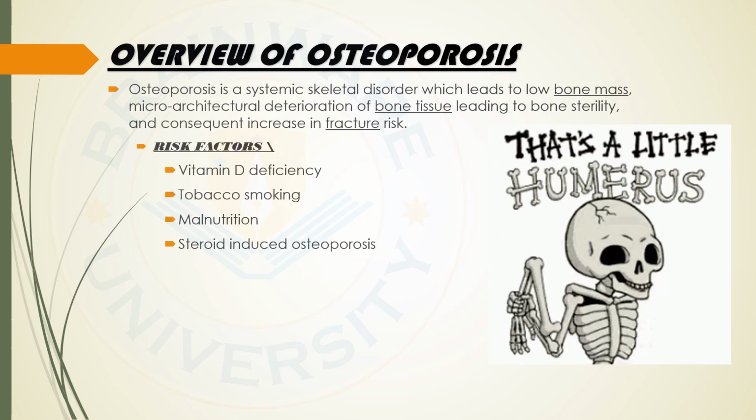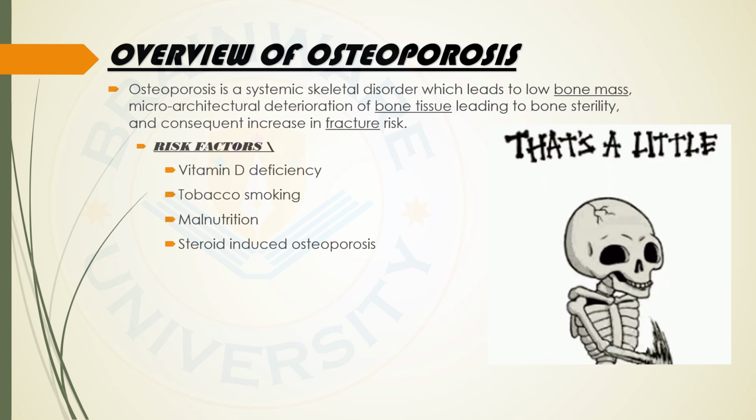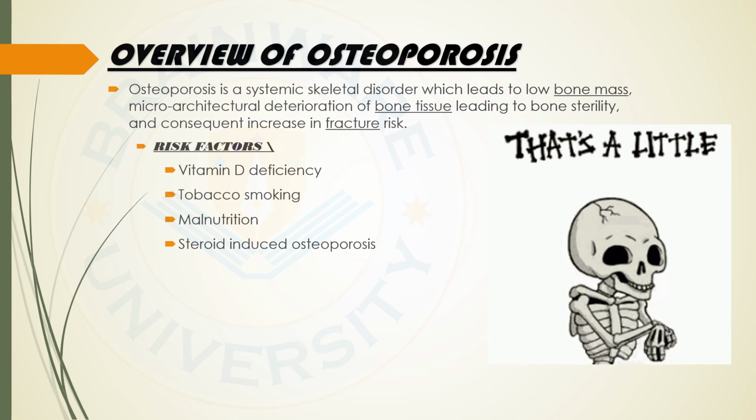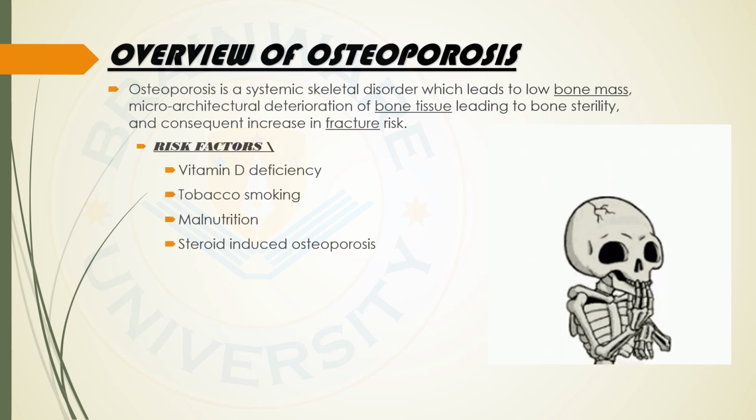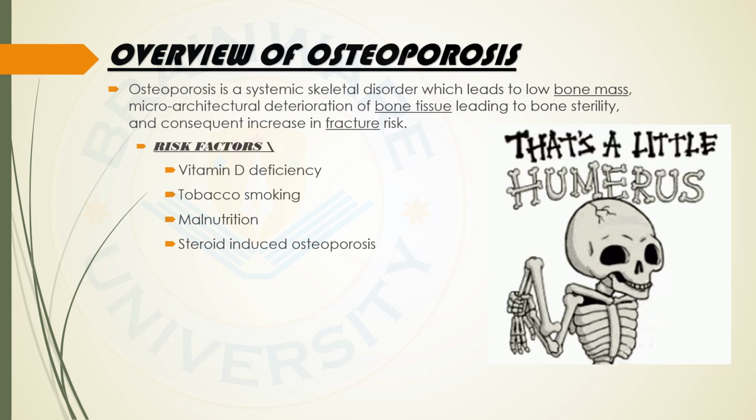Now, what exactly is osteoporosis? Osteoporosis is nothing but a systemic skeletal disorder which leads to low bone mass. That means the mass of the bone will be reduced. The microarchitectural deterioration of bone tissue leads to bone fragility and a consequent increase in fracture risk. That means if the density of the bone is reduced, there is a high chance of getting a fracture.